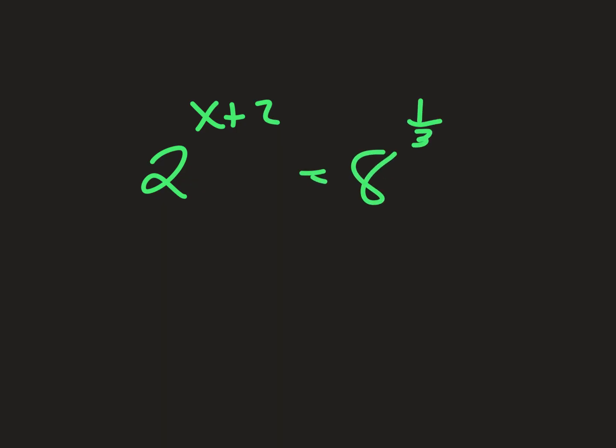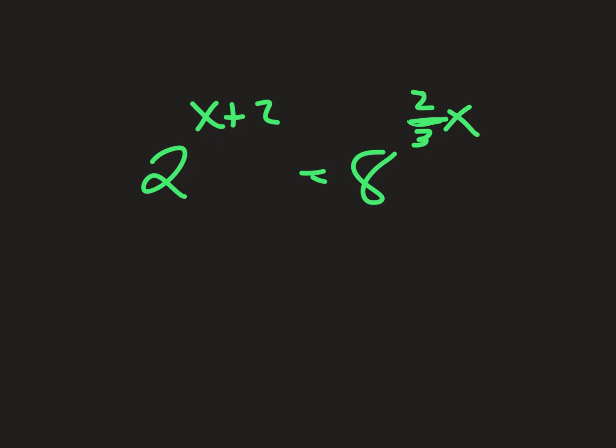All right, let's do a little harder bases the same kind of question. 2 to the x plus 2 equals 8 to the 1/3. No, that's actually terrible. 8 to the 2/3, sorry. Yeah, even that's not awesome. 2/3 x, there we go. That's much better, okay.